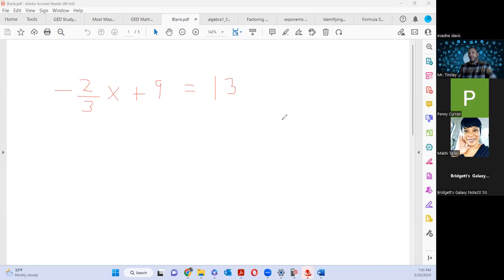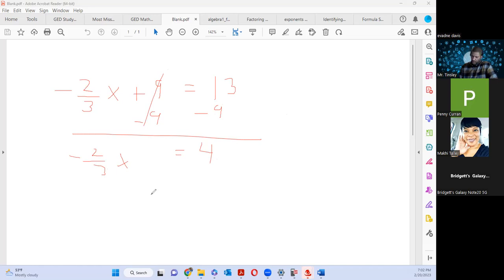A lot of people have problems when the coefficient is a fraction. Would anybody know how to solve this? What would be the steps for me to solve this algebraic equation for x? Subtract 9 from 13. So you get minus 2/3 x, the 9's cancel, equals 4. What is my next step? Minus 2/3 x equals 4. Division. Why division?